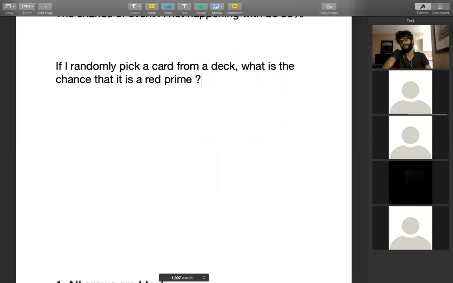Can all of you just quickly solve this? This is not too hard. It's pretty basic. It's just listing the total outcomes and then dividing by the event. Yeah, you don't have to type the answer. You can just solve it. There's a red prime, so keep that in mind.